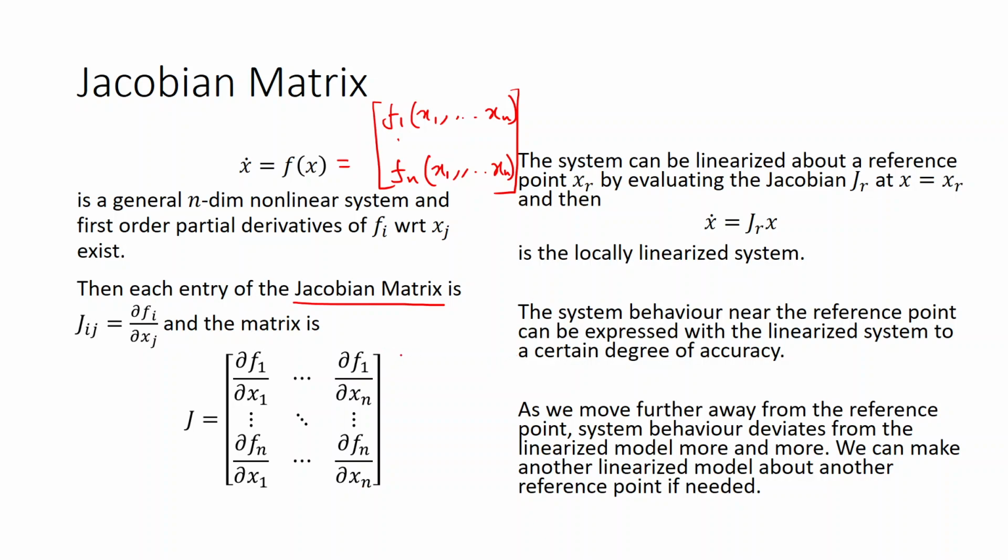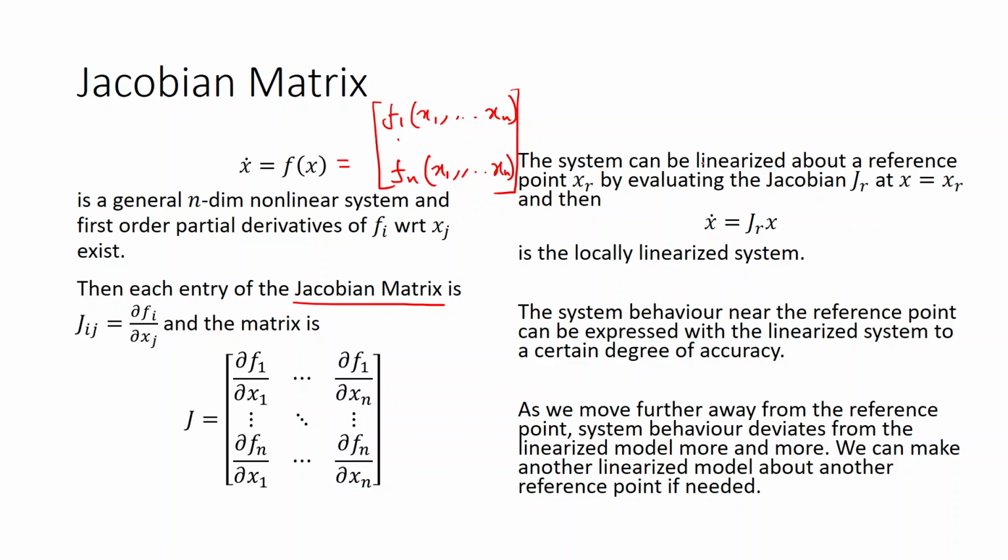So you can always take the partial derivative of the function with respect to all the variables, and you can figure out the Jacobian. Remember, this is a partial derivative. So when you are taking the derivative with respect to x1, you are assuming x2 to xn are constant. This is what you should keep in mind. The Jacobian is the matrix of the partial derivatives.